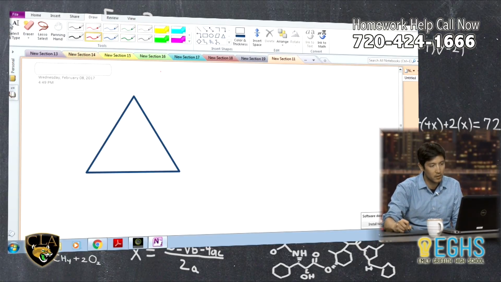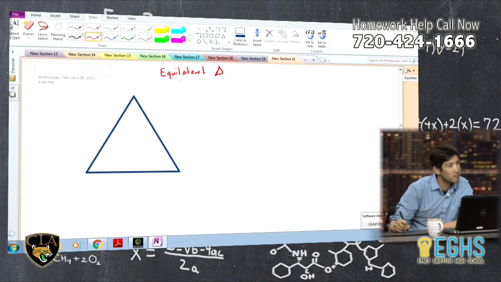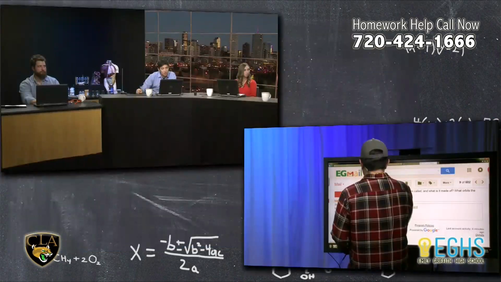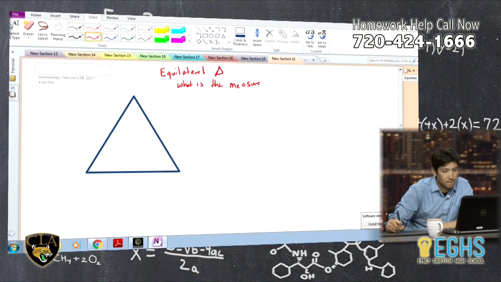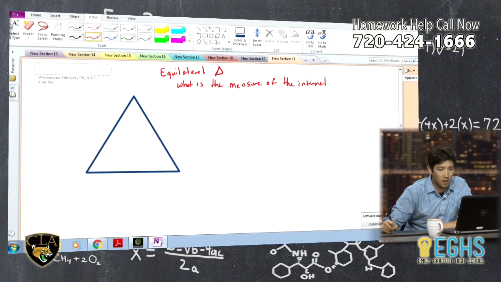So what we're looking for is, in an equilateral triangle, what is the measure of all of the angles? Is it the sum or is it each angle? I think it's each of them, right? Let me go double check that. The internal angles all measure how many degrees? So each. All measure, okay. What is the measure of the internal angles? Okay.